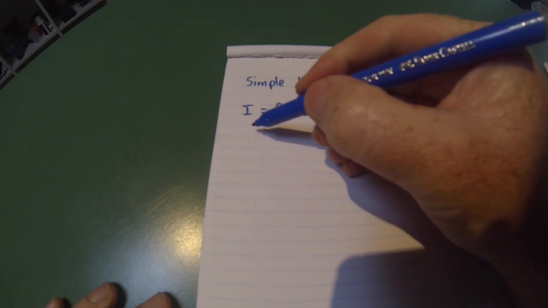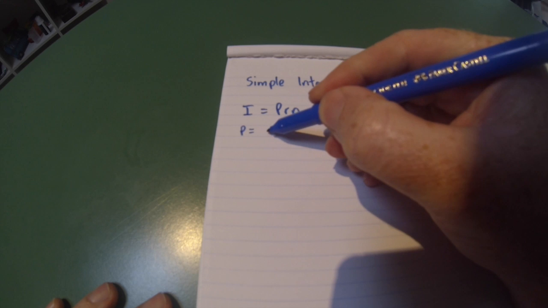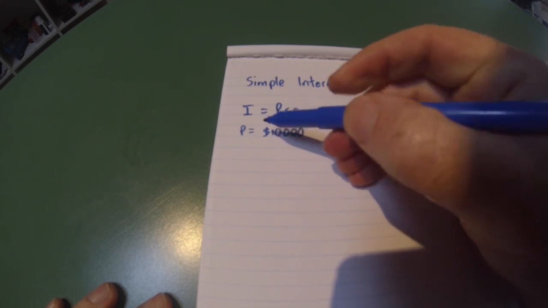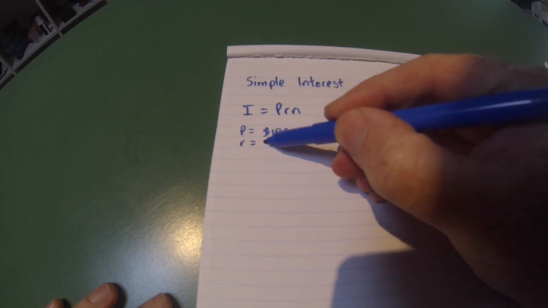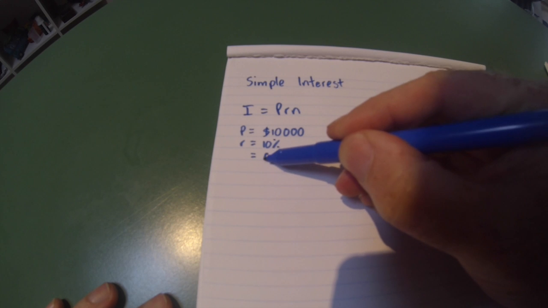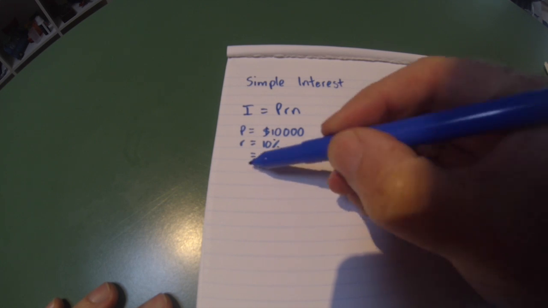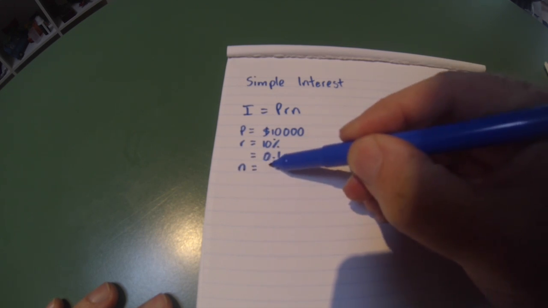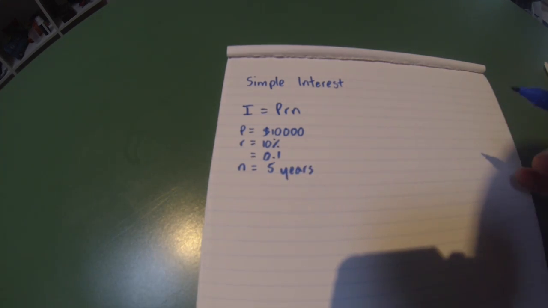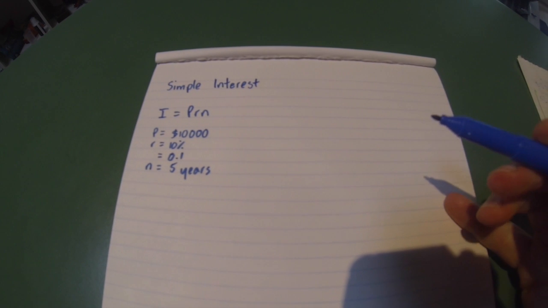So if I start with the simple interest formula of I equals PRN, I is standing for the interest. Principal is going to be, for that question that you said, $10,000. Now the rate of 10%, you need to use the decimal value for that of 0.1. So obviously you're dividing 10% or 10 by 100. And then the N is 5 years.